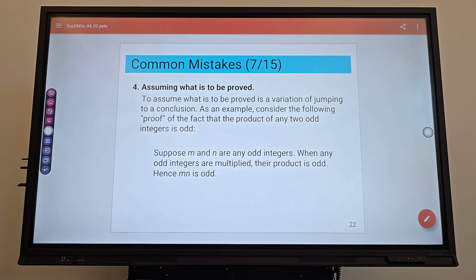Assuming what is to be proved. To assume what is to be proved is a variation of jumping to a conclusion. As an example, consider the following proof that the product of any two odd integers is odd. Suppose m and n are any odd integers. When any odd integers are multiplied, their product is odd. Hence, m times n is odd. That's like circular reasoning. There's no proof there, just restating the conclusion.